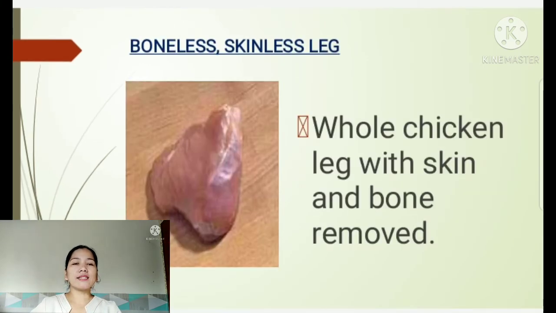Okay. Next is the boneless, skinless leg. The boneless, skinless leg. Whole chicken leg with skin and bone removed. Boneless, skinless. Tinanggalan ng buto at saka ng balat.